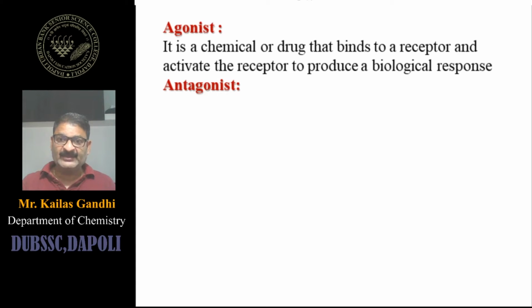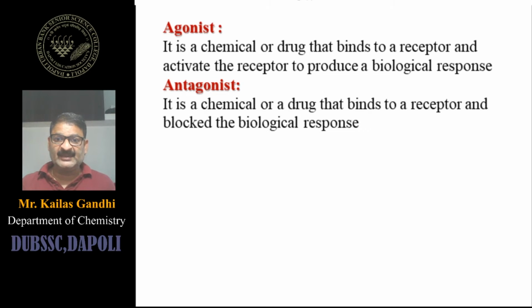Whereas in contrast to the agonist, the antagonist is again a chemical or drug that binds to the receptor and blocks the biological response. Means first, the agonist is responsible for activation of the receptor for a biological response, and the second creates a completely contrasting action, which blocks the receptor site and restricts, or we can say stops, the corresponding biological response. That is the antagonist.